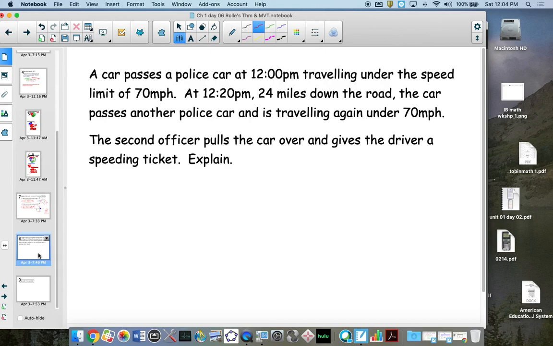And so if we figure out the average rate of change, that would be 24 miles minus 0. Let's say 0 was the starting point, and then 24 was where it passed the second police car. And then the time difference is 20 minutes, which is a third of an hour. So there's your average rate of change. And that must equal the instantaneous rate of change at some value c between there. And so this equals 72 miles per hour.